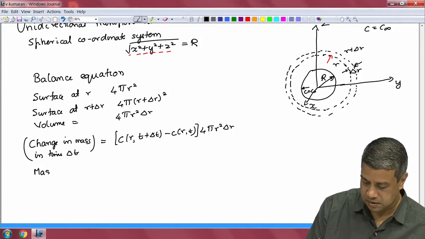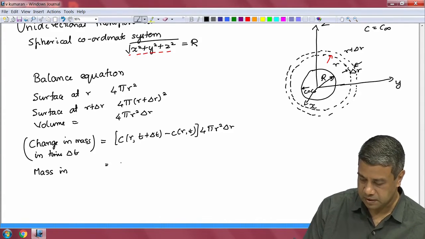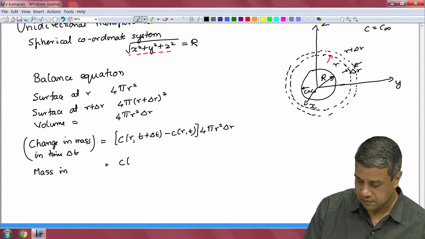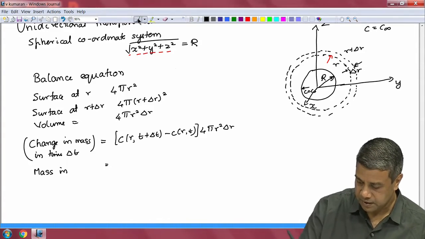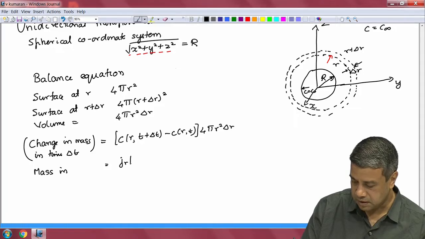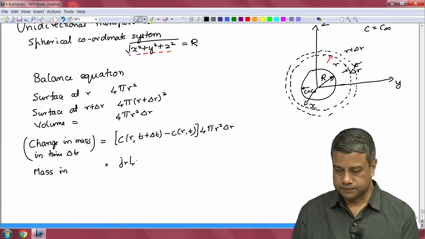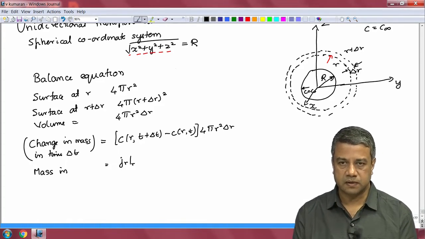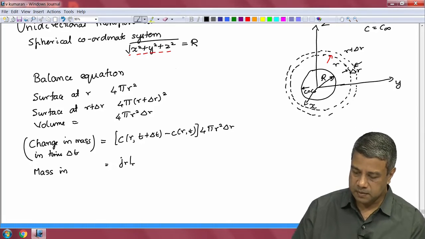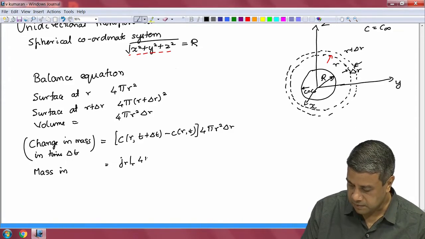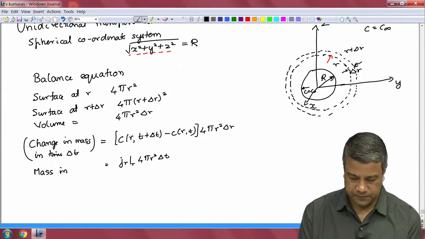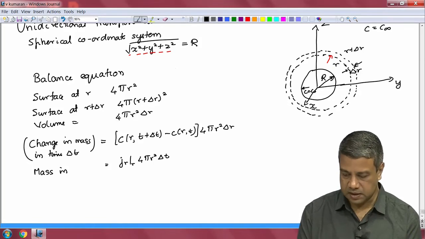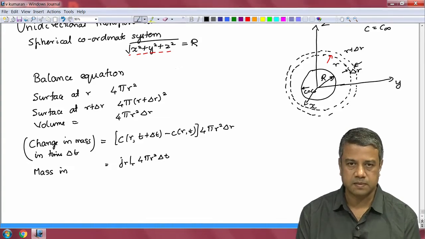So, mass in is going to be equal to the flux, J r at the location r. Flux is mass per unit area per unit time, so I have to multiply it by the surface area, 4 pi r square, and multiply it by delta t. So, that is the mass in a time delta t: J r at the location r times 4 pi r square times delta t.